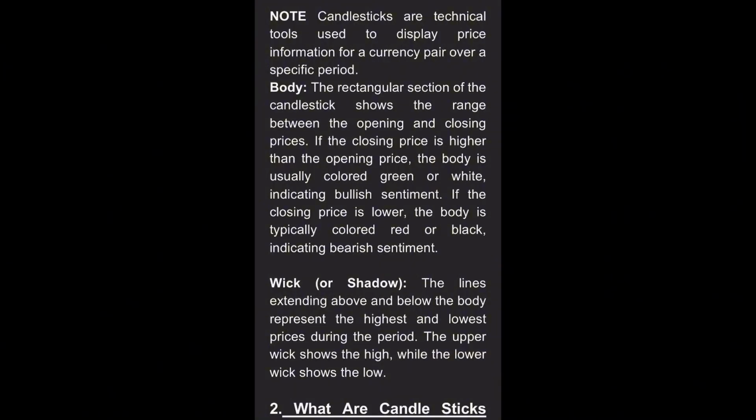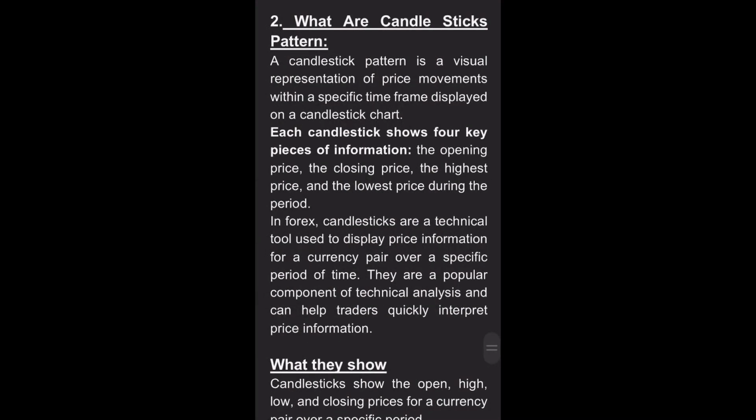The lines extending above and below the body represent the highest and lowest prices during the period. The upper wick shows the high while the lower wick shows the low. The shadow or the wick shows the price movement, or where the price has moved to. Once you start understanding your charts better, you know what I'm talking about and know what the sticks are all about. Now, what are candlestick patterns?